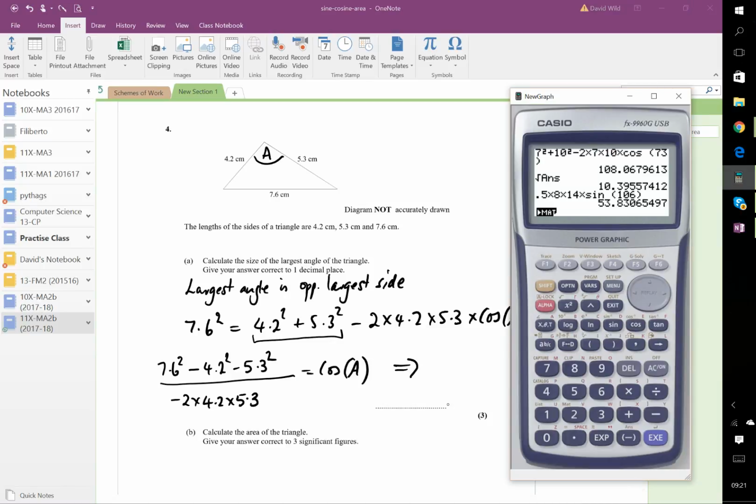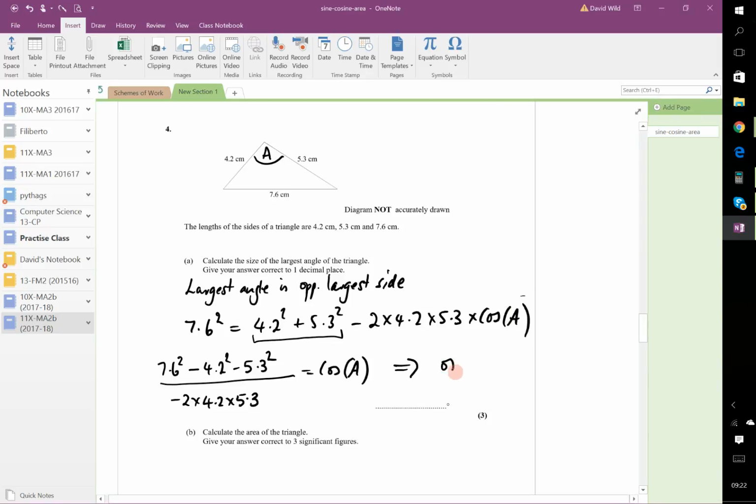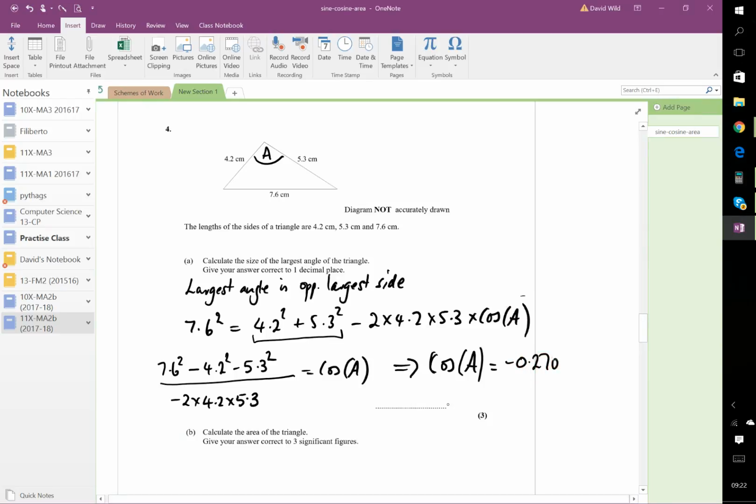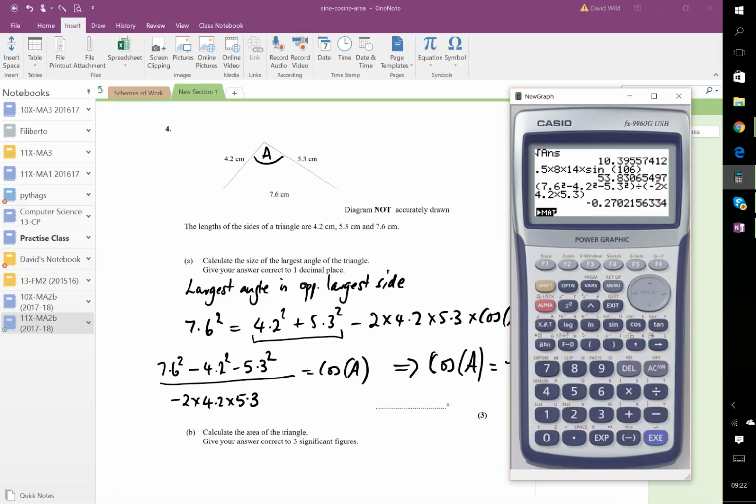It's easier on your calculator with a natural display. I've got a numerator, so I need to put brackets. 7.6 squared minus 4.2 squared minus 5.3 squared, and we're going to divide that by brackets, and minus 2 times 4.2 times 5.3, and we get the cosine of A is equal to, what was that number then? Minus 0.2702.